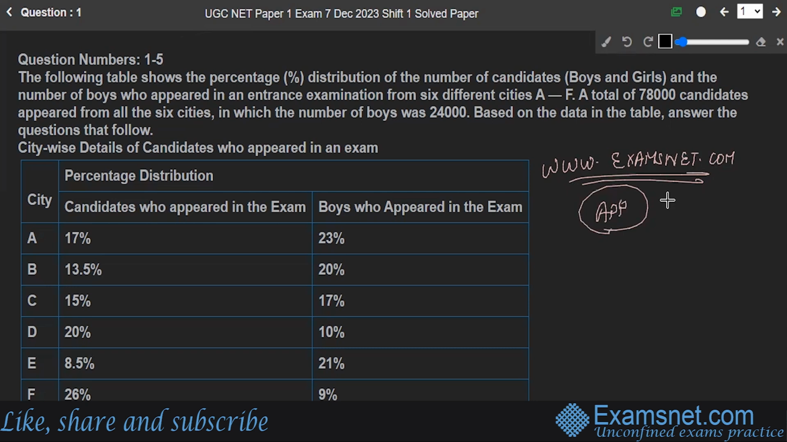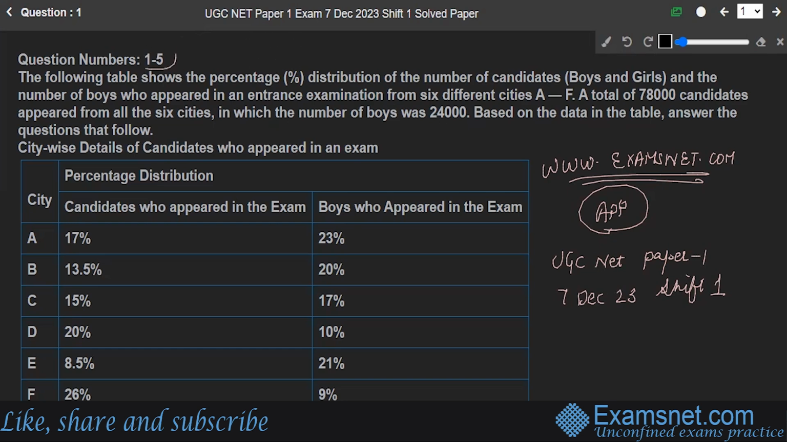So students, today we'll be solving the UGC NET first paper. Paper 1, 7 December 2023, Shift 1 paper. About 50 questions are there in this paper. So let's start with the very first question. Here we go. Very best of luck.